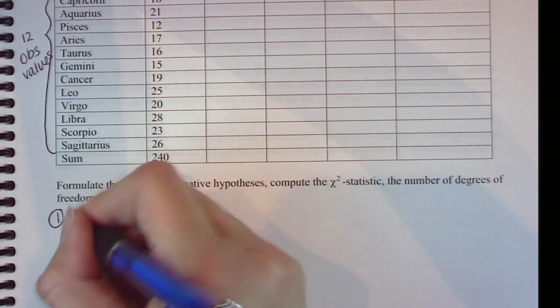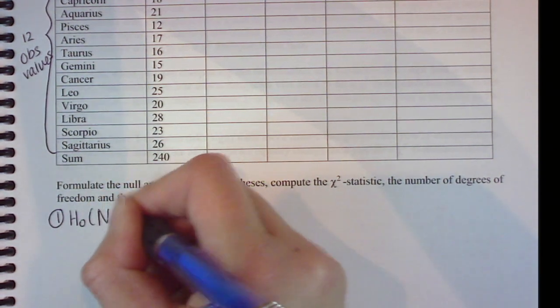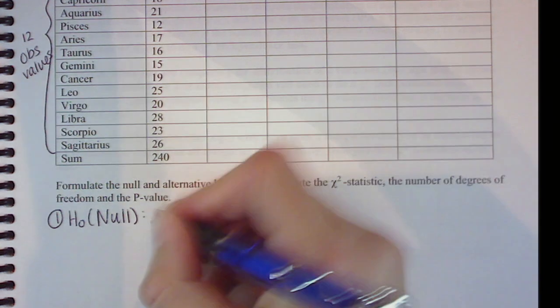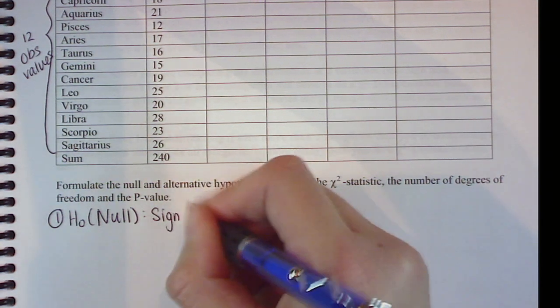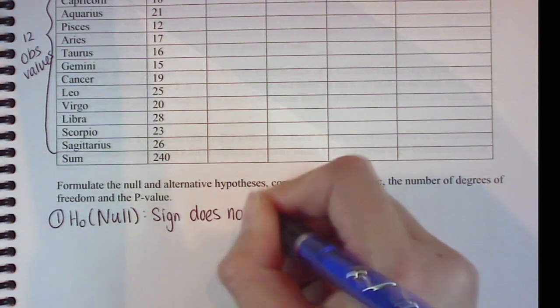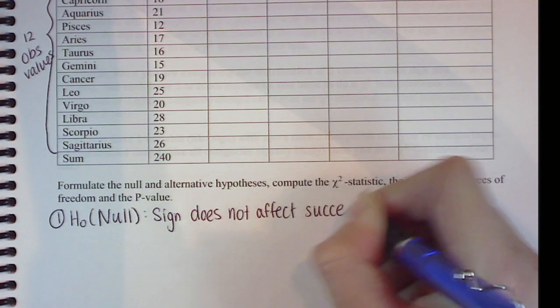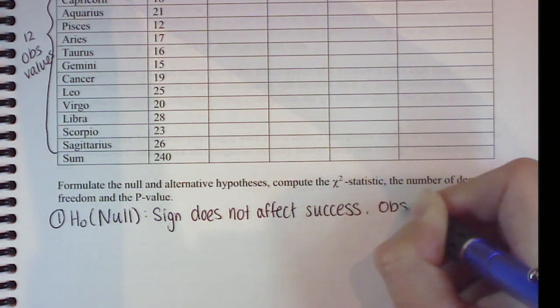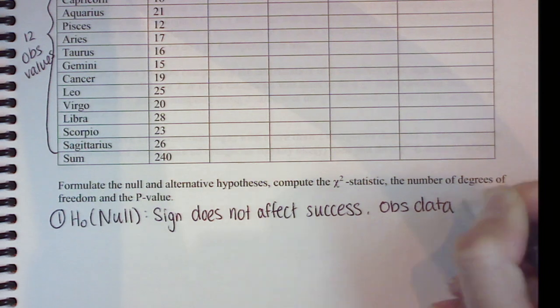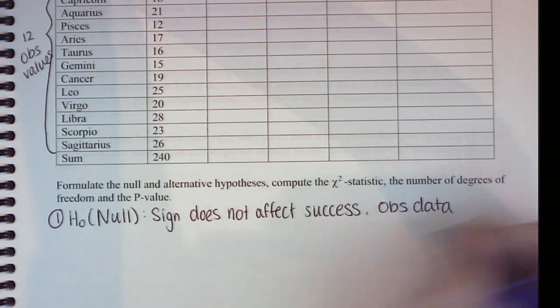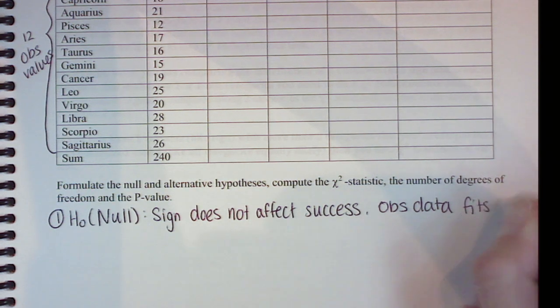The first step is to state the null. So the null is the boring one that says our sign doesn't affect success. Your sign has nothing to do with your success. So sign does not affect success. In other words, our observed data fits the model. The model of just there's no relationship between your sign and your success. So observed data fits the model.